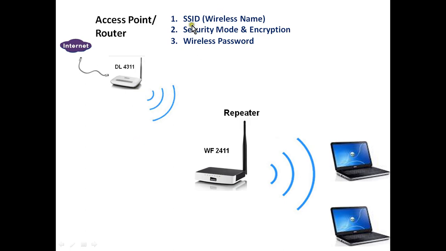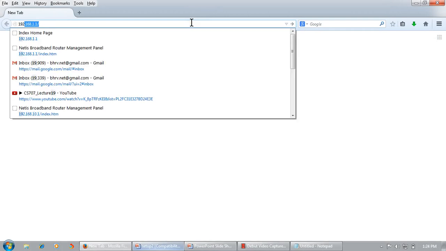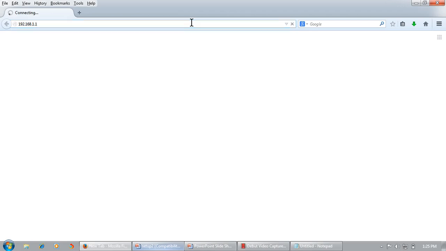To get all this information, I will connect my laptop through cable, or I can connect through Wi-Fi, and I will open the configuration page of my router plus modem which I am already using. I am using a Netis DL4311 device, my modem plus router. If you are using any other vendor's access point or router, you need to contact them to get this information.